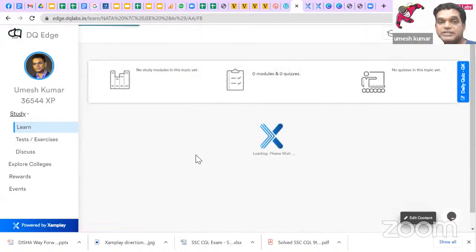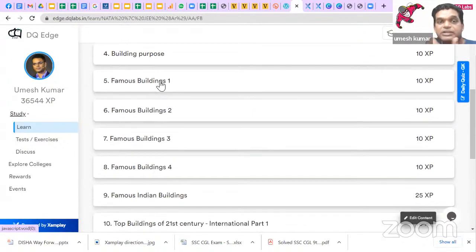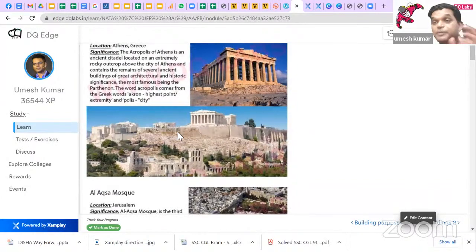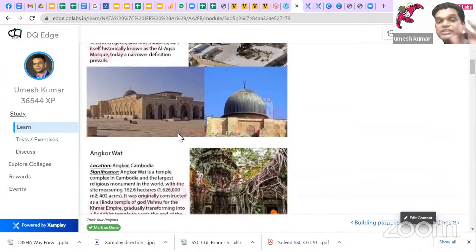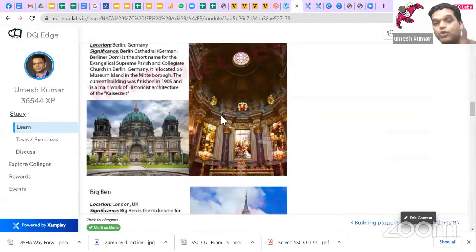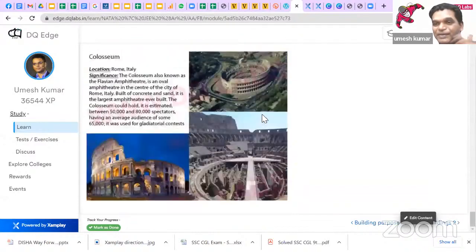For example, famous buildings, let's say famous buildings 1. We have collated all this information and given it to you with pictures and important information that you can just glance through and become familiar. Tomorrow they may ask a question with a picture like this, and ask what is the building, where is it, who designed it, what is the material used. These are a few things that you should be aware of, and we have given all this information in an easily comprehensible manner.